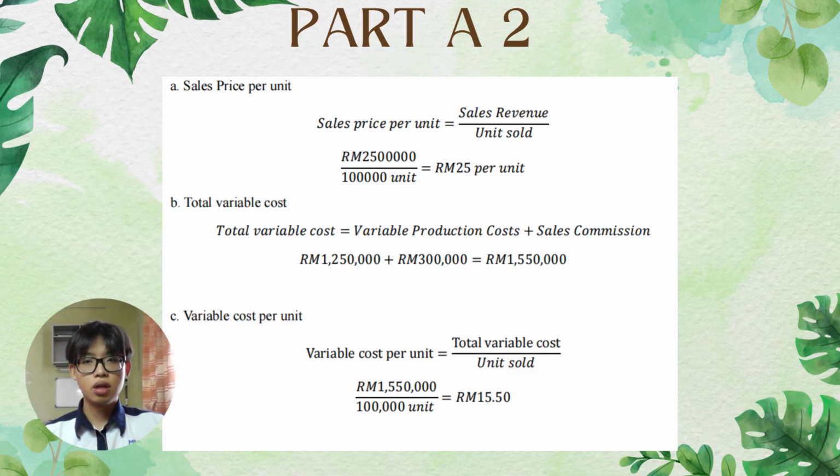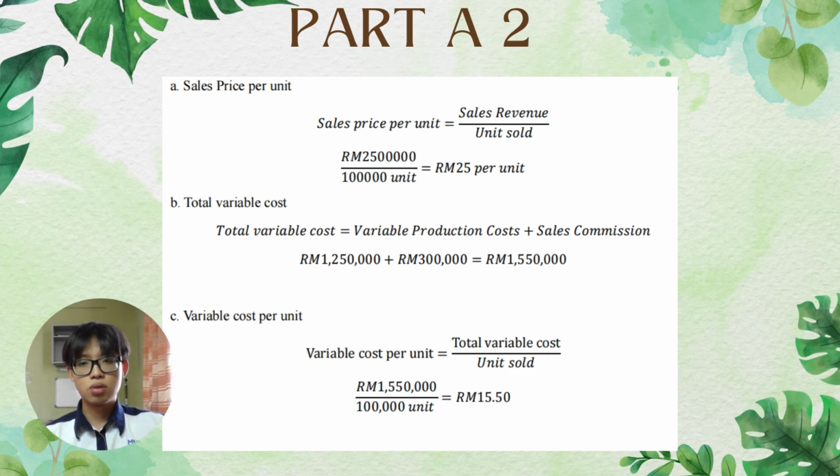In this part, we are going to calculate all the items in 2024. To calculate the sales price per unit, we will take sales revenue divided by units sold. Sales revenue for 2024 is 2,500,000 and we'll divide that by units sold, which is 100,000, and our sales price per unit is 25.